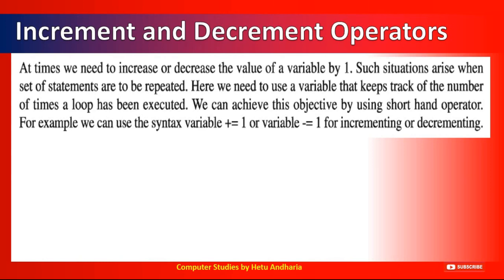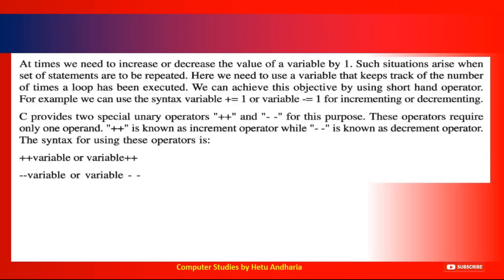We can write this, right? But there is a better option for that. C provides two special unary operators. These unary operators plus plus and minus minus are used for this purpose. The operators require only one operand. Plus plus is known as the increment operator, while minus minus is known as the decrement operator.